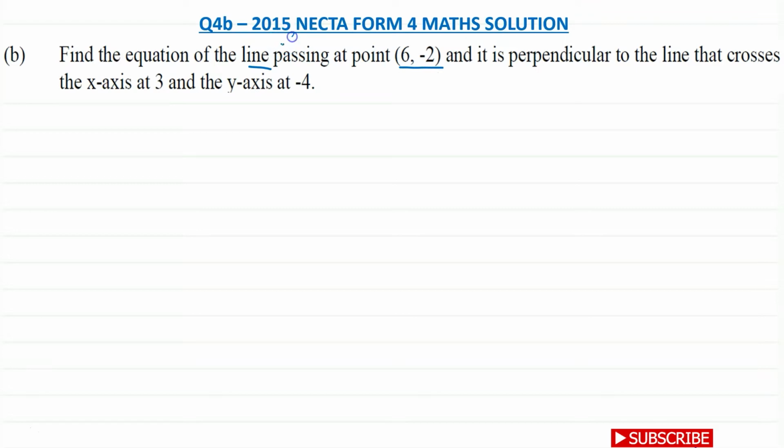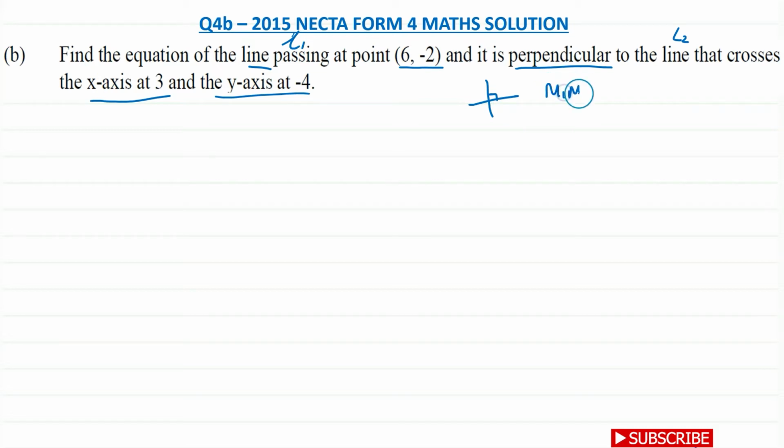Let's say there's a line 1, and it is perpendicular to another line, line 2, that crosses the x-axis at 3 and the y-axis at -4. So we have one coordinate for line 1 and two coordinates for line 2. I will talk to you about that in a minute. These two lines are perpendicular to each other. What does that mean? It means if we can get the gradient of one, we can get the other gradient.